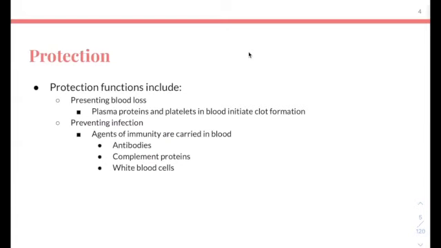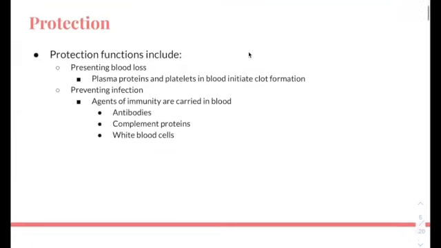So we don't have just red blood cells, we also have white blood cells. Those white blood cells help prevent infections. We have antibodies, we have complement proteins, and again, those white blood cells. They all help to fight any kind of foreign invaders that come into our system. And we also prevent blood loss through mostly platelets, but those plasma proteins also help to signal more platelets to come to the area to help form clots. We'll look at how some of that stuff works.